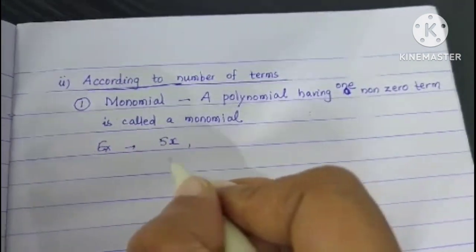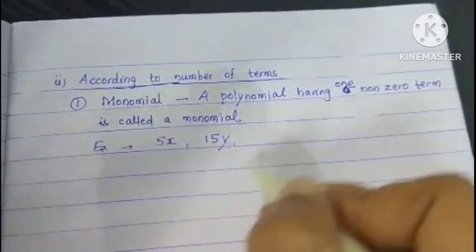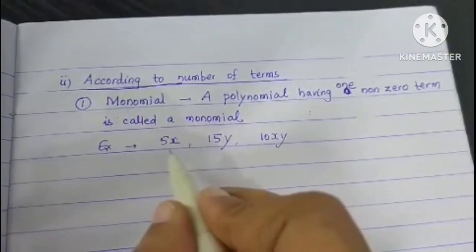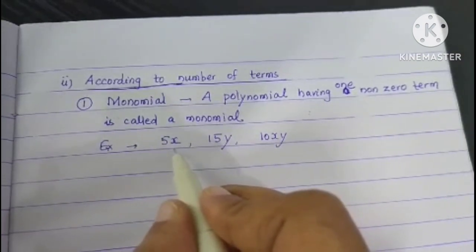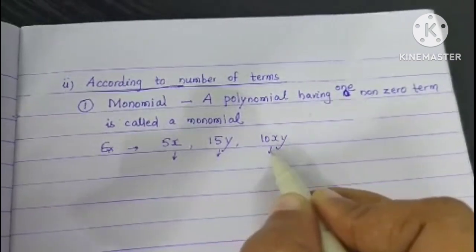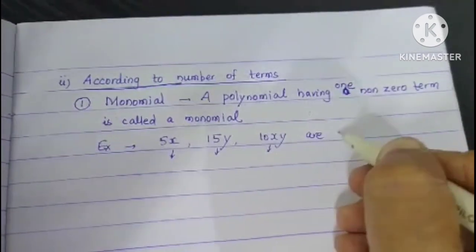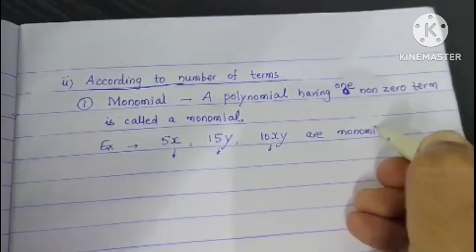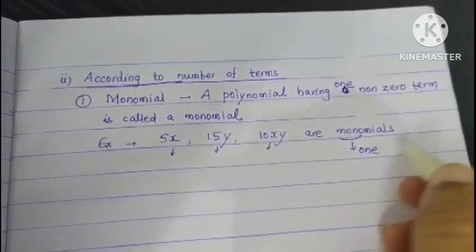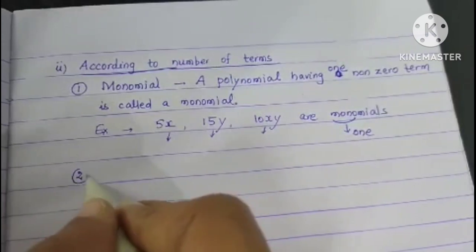or 15y, 10xy. These are all examples of monomials, having only one term. So all of these are monomials. Mono means one. The meaning of mono is one, and mial comes from polynomial. So the second one is binomial.